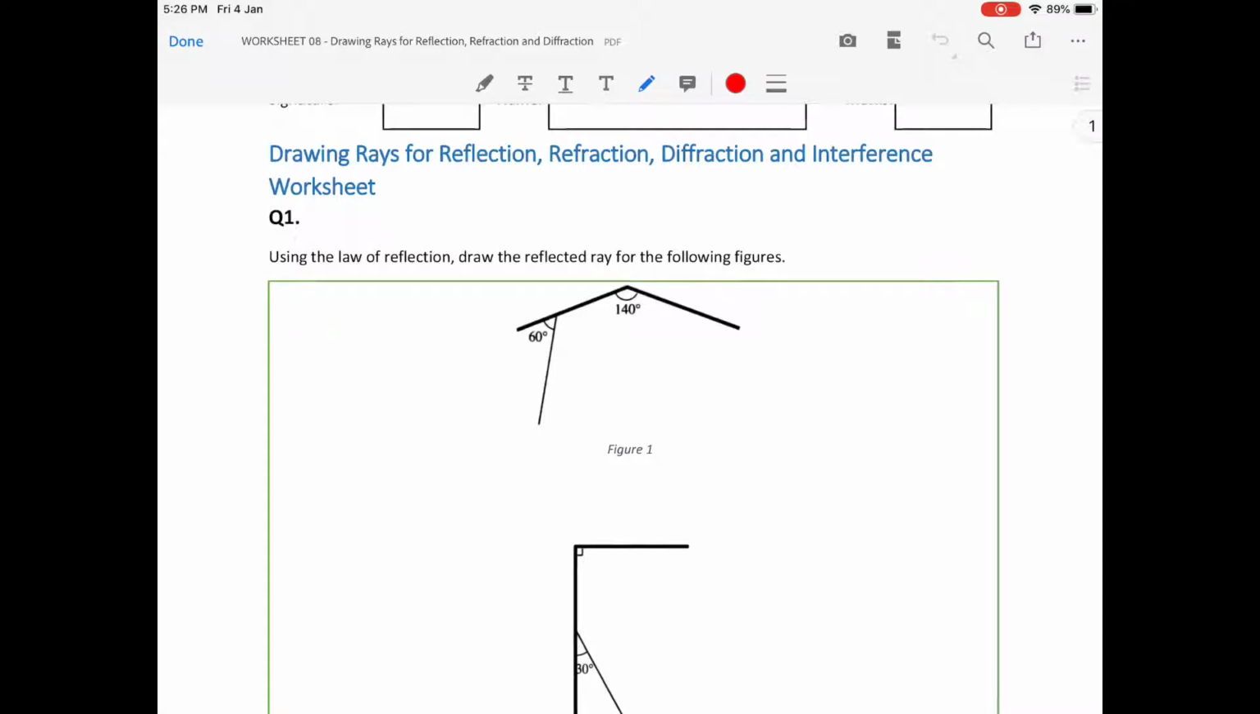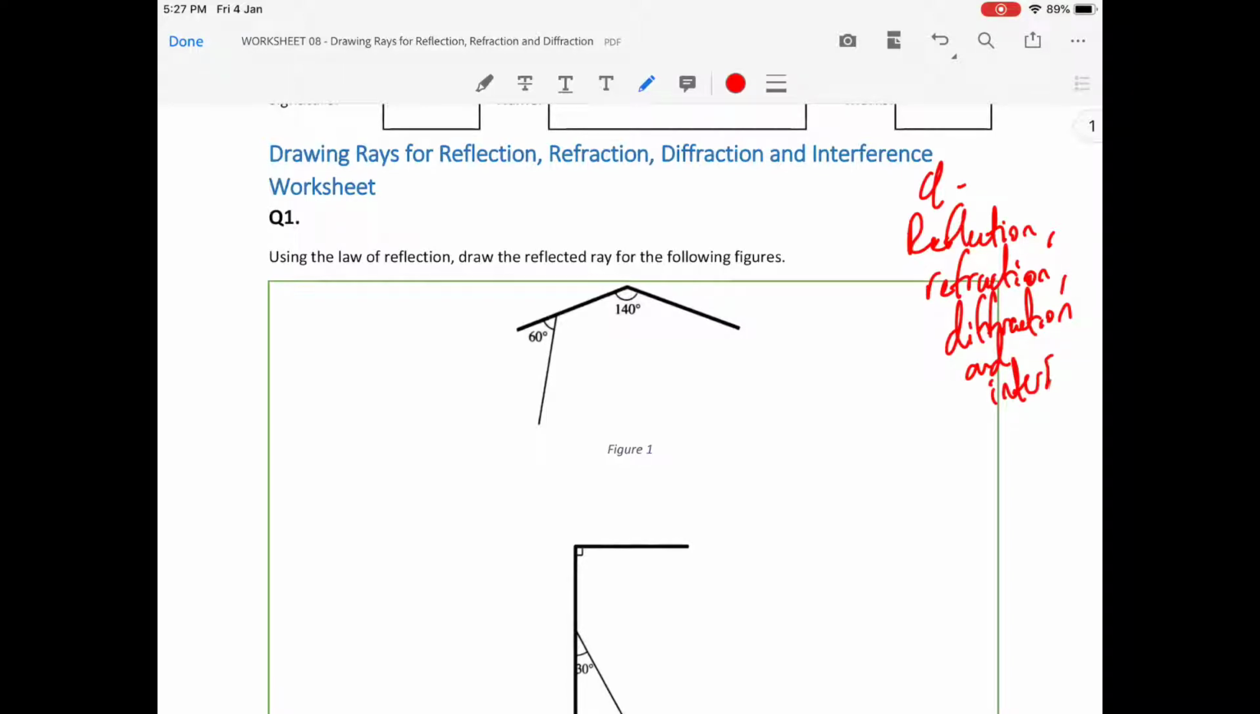Welcome back. Today we are going to look at how to draw rays for the four wave phenomena. If you recall from our class, those four phenomena are reflection, refraction, diffraction, and interference. To qualify as a wave, it has to undergo these four phenomena: reflection, refraction, diffraction, and interference.